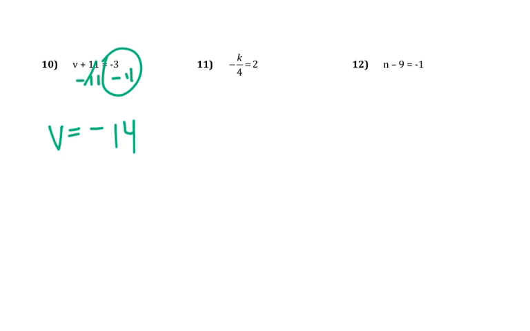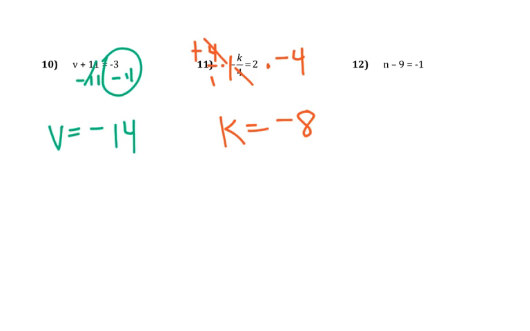Number 11, negative, so you got to pay attention to that. And then we've got k divided by 4. So I can multiply by 4. And I actually could make this shorter by multiplying by -4, because then a negative times a negative is a positive, and the 4's cancel out, and I'm just left with k on the left. So if I do it to that side, I have to do it to the other side, so 2 times negative 4 is negative 8.